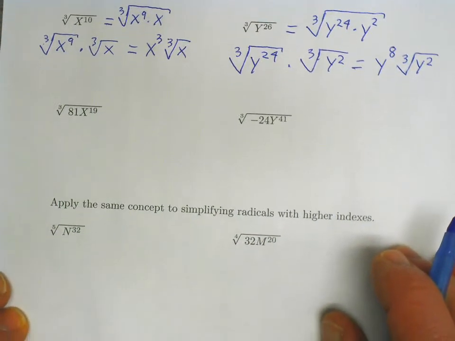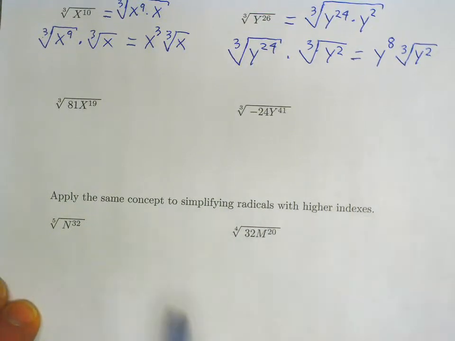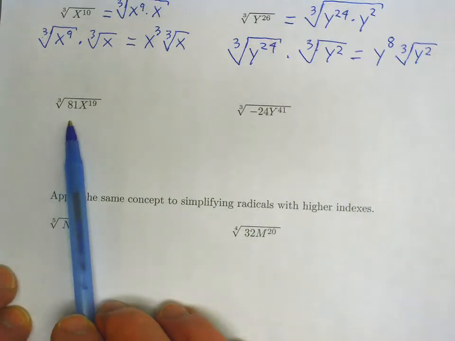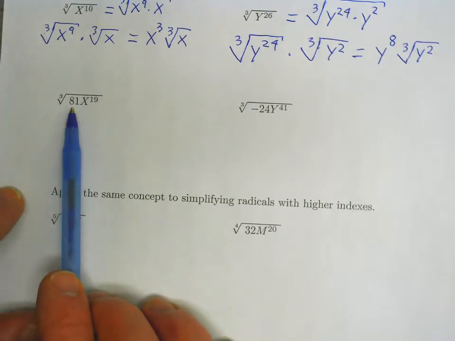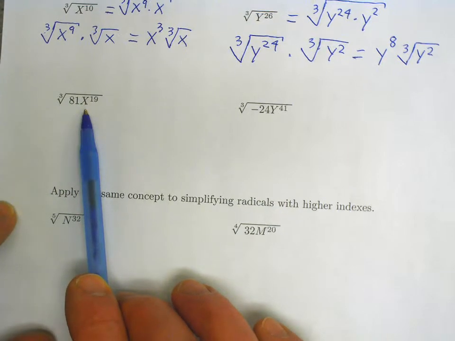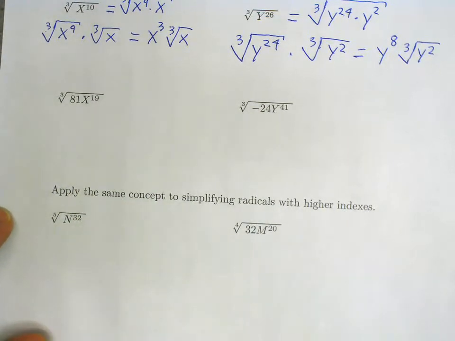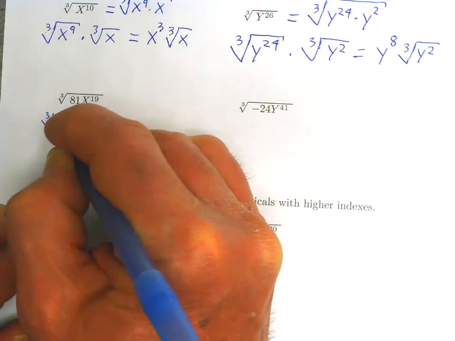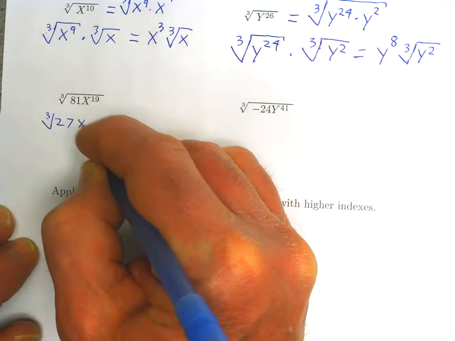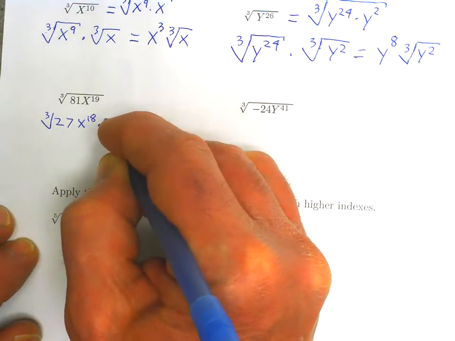Okay, the next example, simplify the cubed root of 81x to the 19th. Well, the largest factor of 81 that's a perfect cube is 27. 27 times 3 is 81. The largest factor of x to the 19th that is a perfect cube is x to the 18th. 18 is a multiple of 3. So we will rewrite this as the cubed root of 27 x to the 18th times 3x.